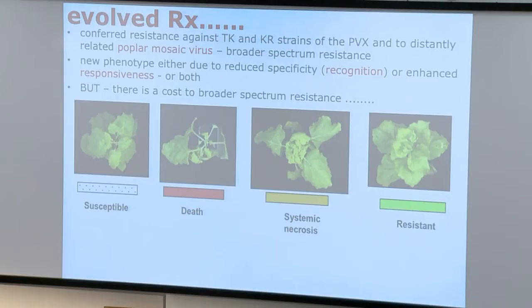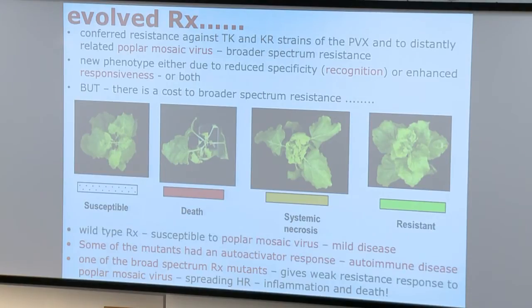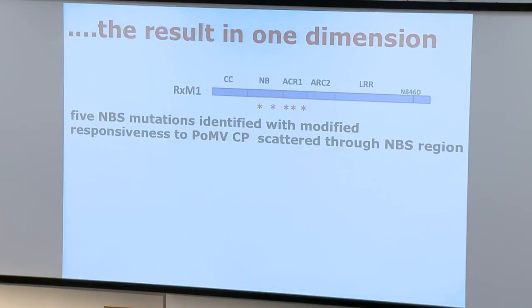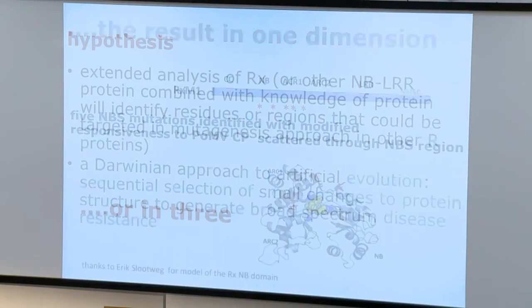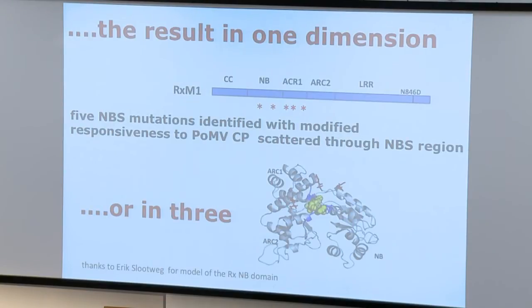So what we've now done is a second round of artificial evolution. Again, I'm skipping through this, but we've been able to derive new mutants which now not only confer resistance against the two strains of potato virus X, but also against an unrelated virus, poplar mosaic virus, and we've somehow got rid of the cost of the resistance, so we don't get the spreading cell death.